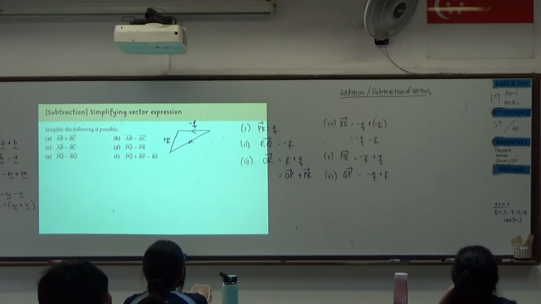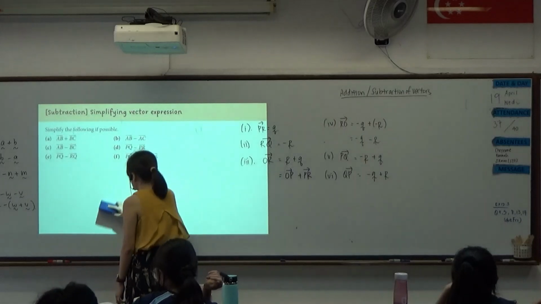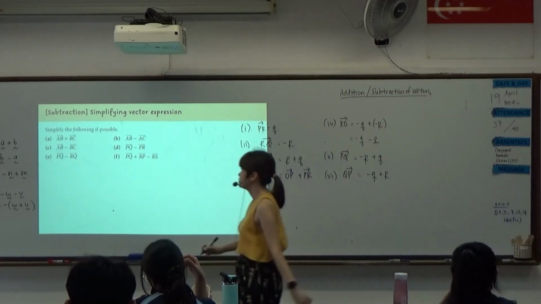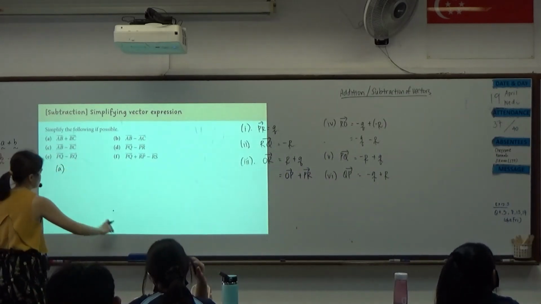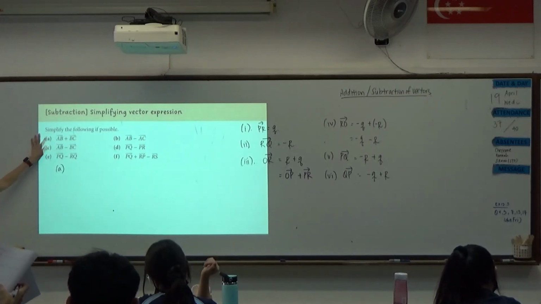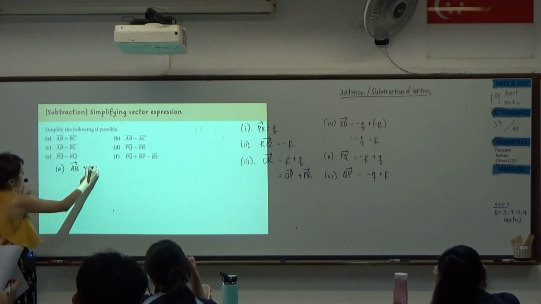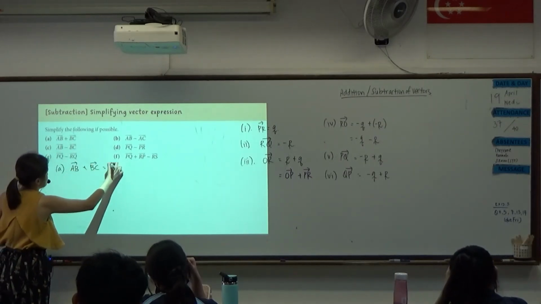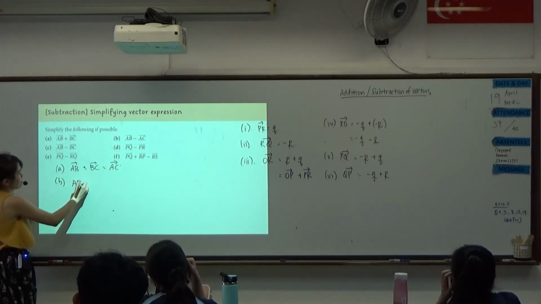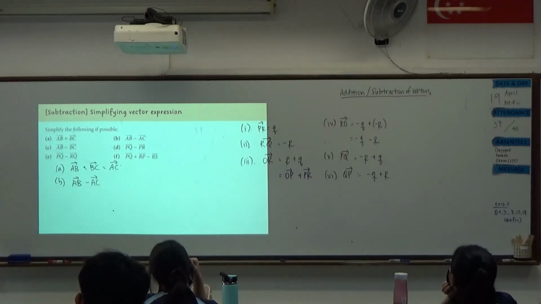I think this is your practice now 10. This comes of simplifying your notations. For part A, we already know AB plus BC will give us our AC. However, when it comes to part B, how do we actually deal with AB minus AC?